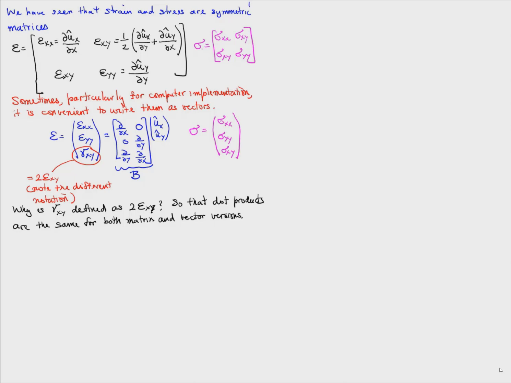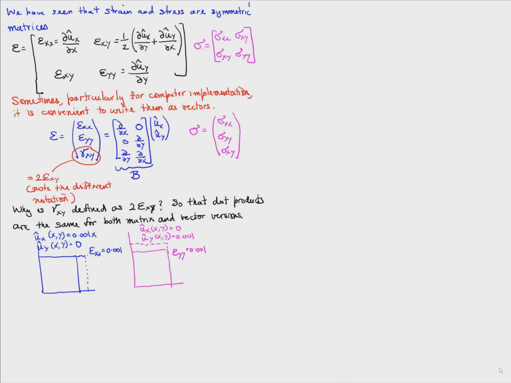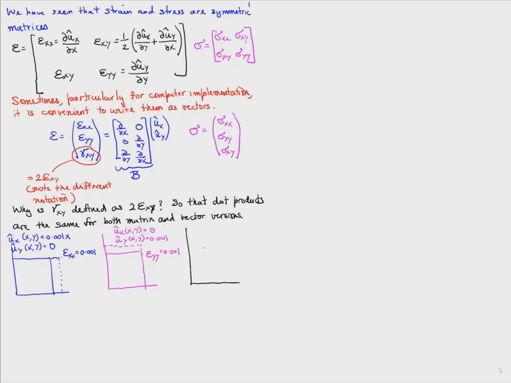So just to understand what the strain components mean, let's take a unit square and apply a displacement like this. That corresponds to a strain of only epsilon xx. The other strain components are 0. So we understand what epsilon xx is. Similarly, if we apply this displacement, then we get epsilon yy non-zero. All the other strain components are 0, so we understand what epsilon yy is. It's a stretch in the y direction.